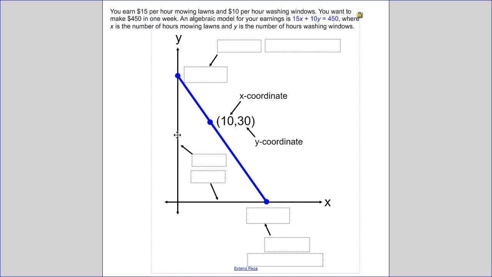Now, this vertical line here, what do we call it? Hopefully you've got that right in your head. We call it the y-axis. And this horizontal number line, we call that the x-axis.